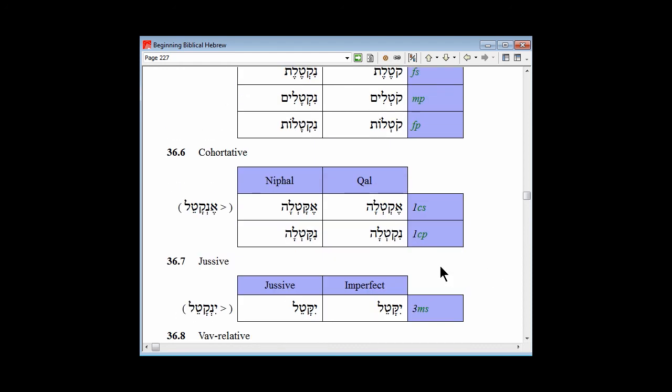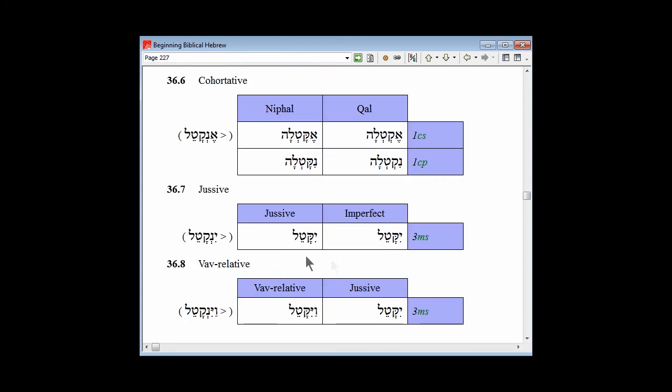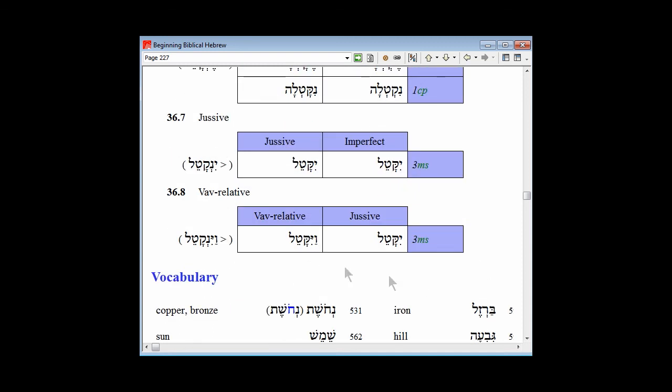Cohortative, of course, the pattern's the same. I-class, hirik, dagesh, qamets with qamets hey on the end. That's what a cohortative has. It appends the qamets hey. Jussive, again, is a short vowel form, but this is going to look, again, look at your imperfect, yiqqatel. They're going to be identical. So you just have to tell by context which one you want to see it as, the jussive or the imperfect. And then vav relative, of course, will have the vav appended out front.